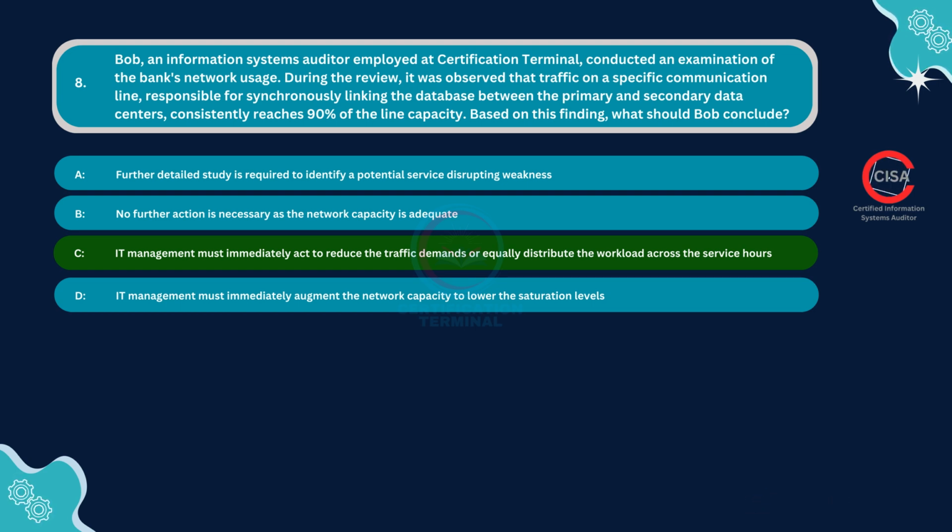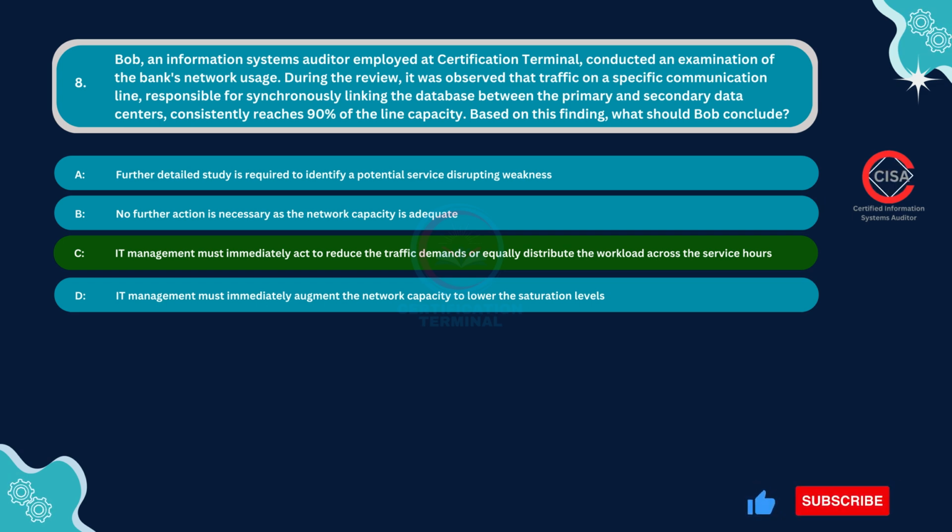A CISA auditor should promote proactive risk management. In this scenario, Bob should recommend actions to address the high network utilization before it disrupts critical data replication between data centers. This could involve optimizing data transfer processes, scheduling data synchronization during off-peak hours, or exploring alternative bandwidth options.